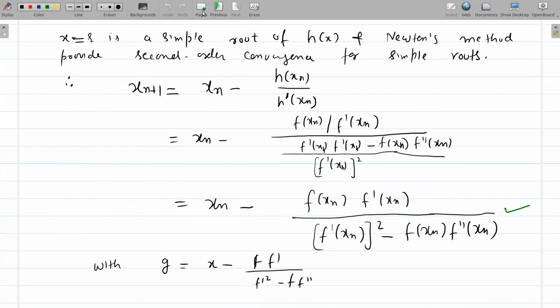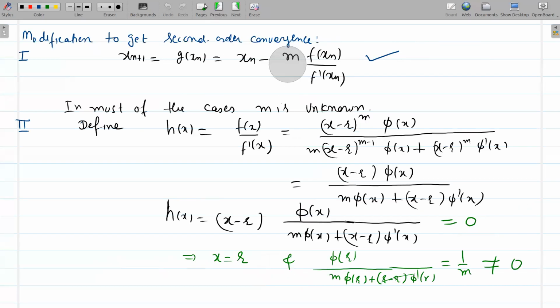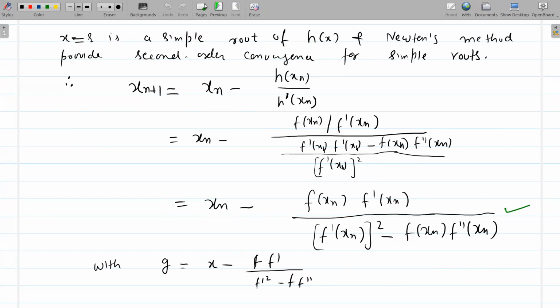Okay, any doubt? And these two formulas are known as modified Newton's method. Okay, so they are known as modified Newton's method for multiple roots. So let us apply these two formulas on two examples.